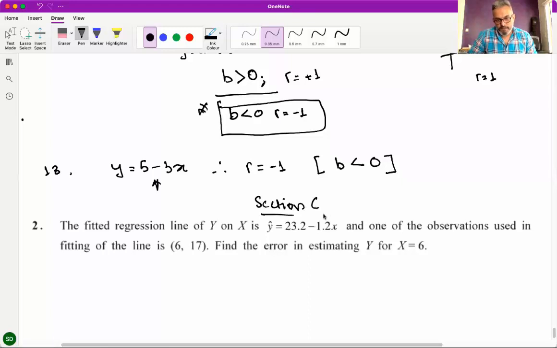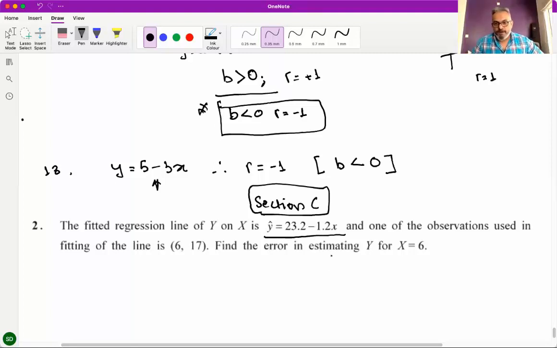Section C. Now, the fitted regression line of y on x is y cap is equal to 23.2 minus 1.2x, and one of the observations used in fitting of the line is, now this is x and this is y. Find the error in estimating y for x is equal to 6.